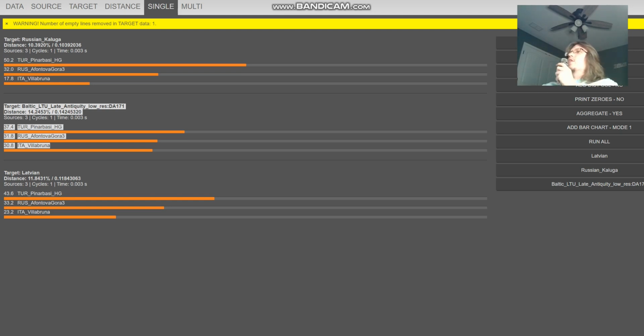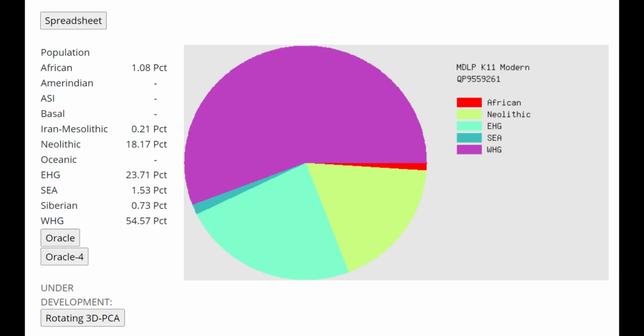Really impressive numbers. I think Sami would probably score less, but Sami don't really count, and Sami are a completely different case. So this is a very northern individual in terms of ancestry, and we're going to move on to GD match now. We're going to show you what he scores with GD match. For GD match, this is what this individual is scoring with MDL PK11 Modern.